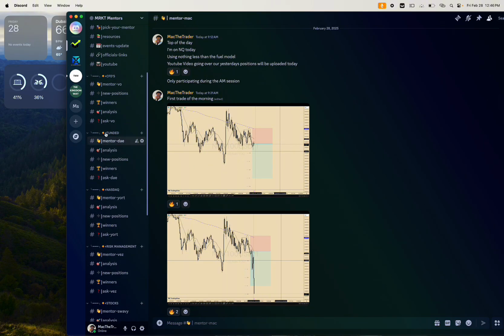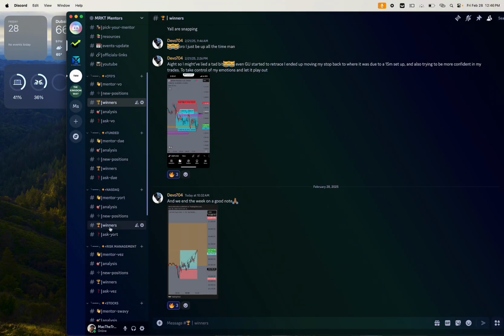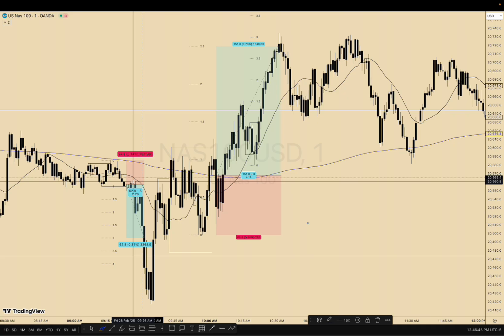I was not the only mentor to take positions today, right? If we go up to here, let's go up to Devo, he also took a position as well. You guys could have been in there right along with him. So I was not the only mentor to take advantage of the moves today within the market. And no matter if you follow me as a mentor, if you follow Vez as a mentor, Day as a mentor, Yort as a mentor, it doesn't matter. All of us trade the exact same way.